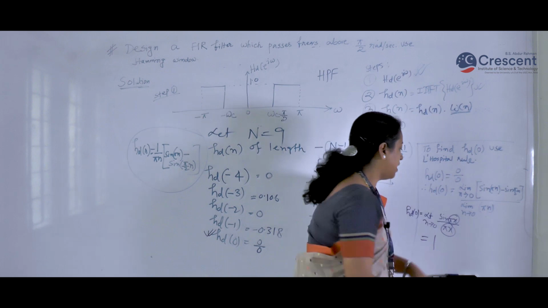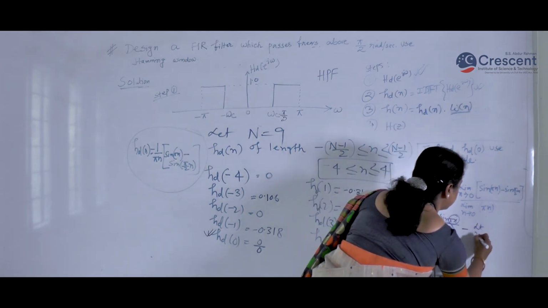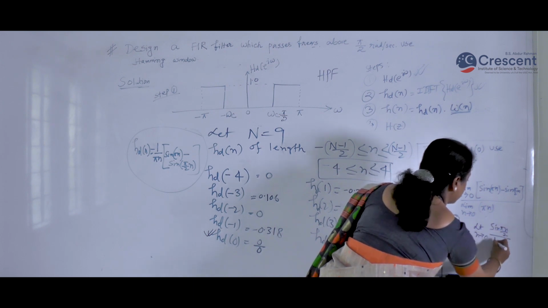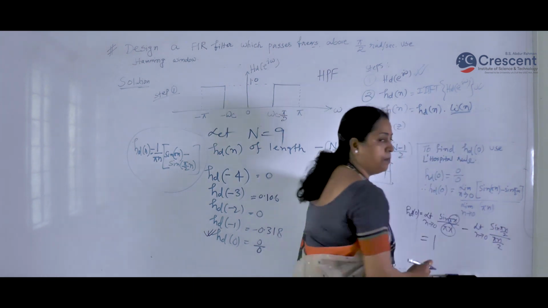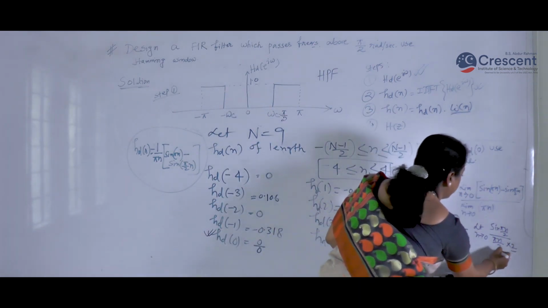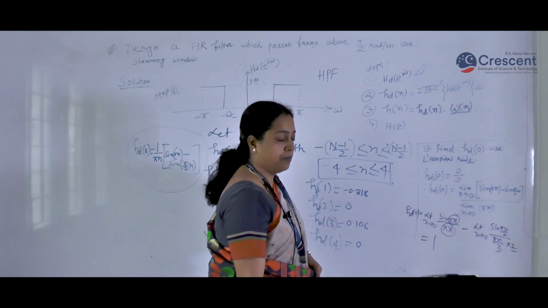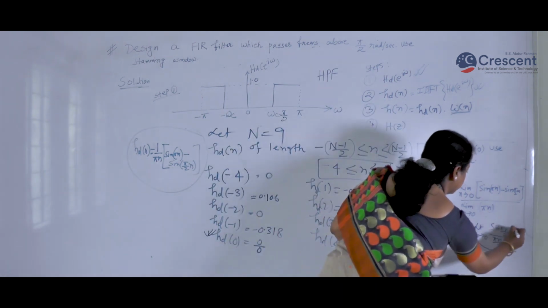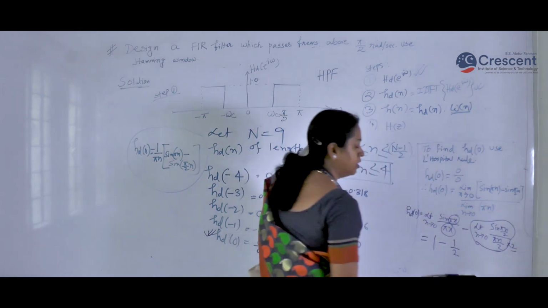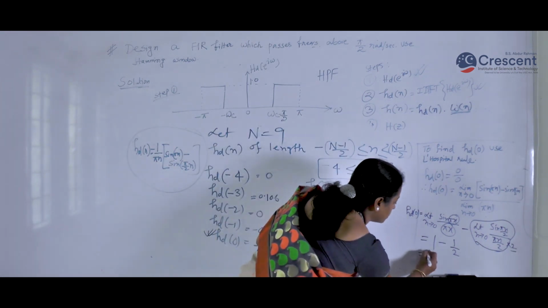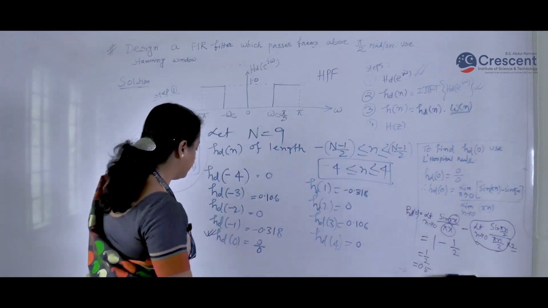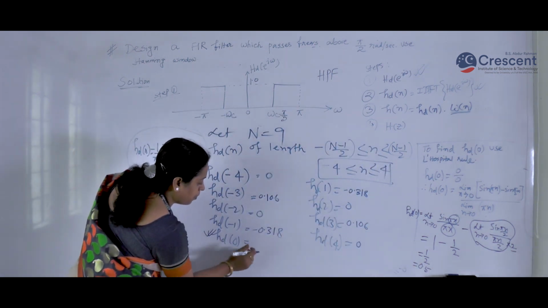Similarly for the other term, we write minus limit n tends to 0, I have sin pi n by 2, down also I must have pi n by 2, but I have only pi n. So what can be done here? We can compensate the 2 by multiplying 2 in the denominator. So you can see that this whole term will be giving me 1, and down I have one more 2. So 1 minus 1 by 2 is nothing but 1 by 2, which is equal to 0.5. So we are getting the value of this Hd of 0 as 0.5.